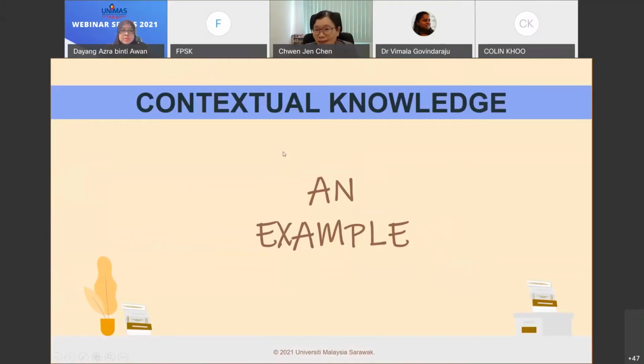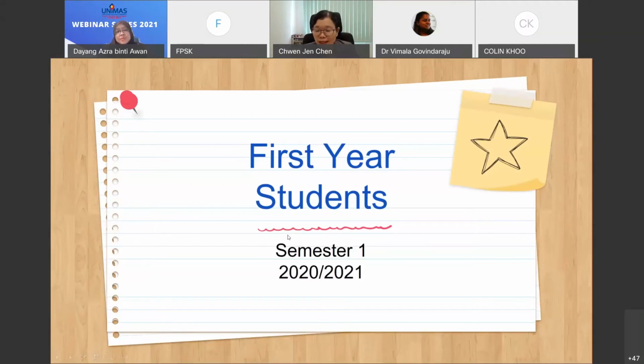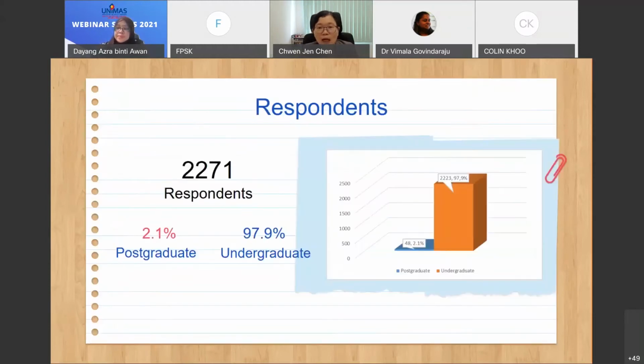For instance, in contextual knowledge, let me give you an example of how we can get some contextual knowledge. Here I'm going to share a little bit on what the university has done. This is based on a survey that was conducted before semester 1, 2020/2021. A survey was conducted among the first year students, before they came in at UNIMAS, and we managed to get 2,000 plus respondents. So this case is the UNIMAS survey.